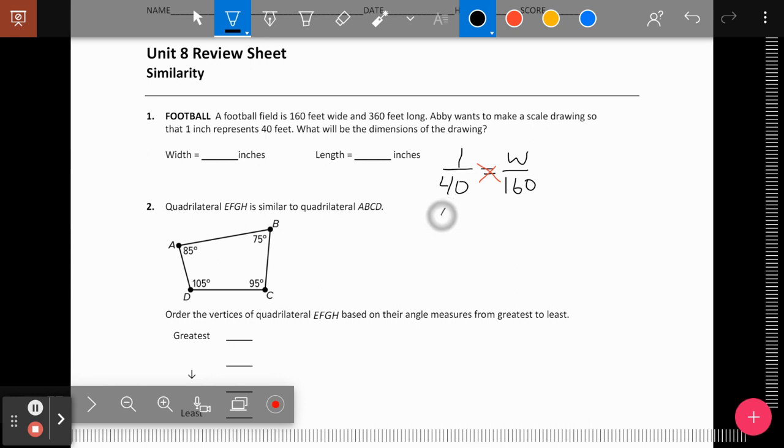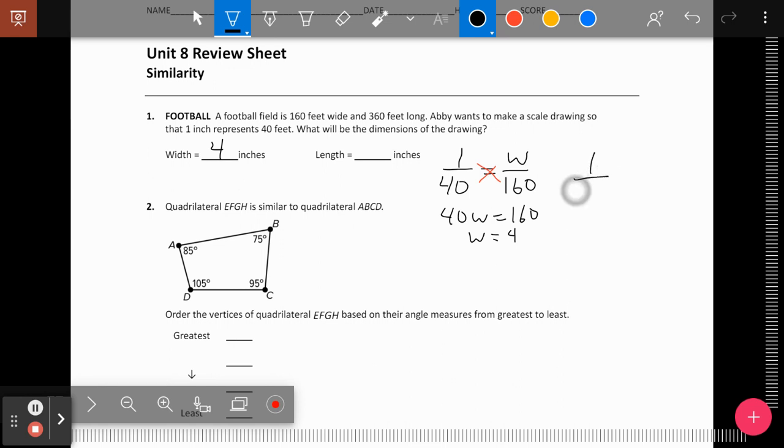I get 40W equals 160. And then you would divide both sides by 40 and get W equals 4. A lot of you may realize this is just a scale, and the scale is that it's getting 40 times larger. And so you would divide by 40 and you would get 4. And that's a perfectly acceptable and great way to think this problem through.